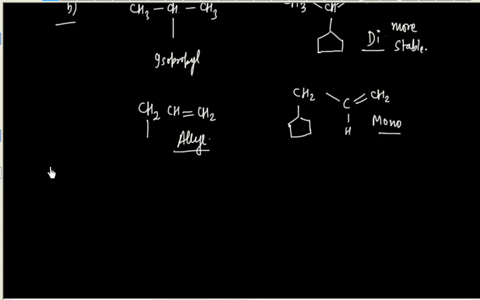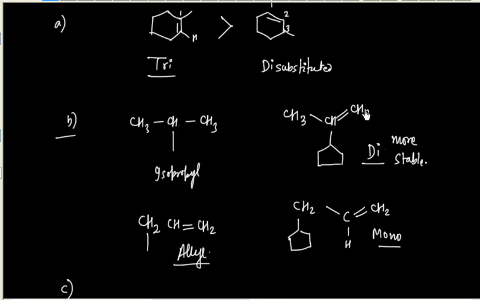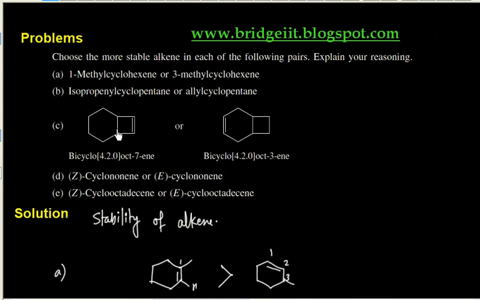Let us discuss the next part, C. Now this says we have these two compounds, we have to compare among these two. Now we can discuss here itself. This compound has a double bond in the 4-membered ring. In this case, the double bond is inside the 6-membered ring. Double bond inside the 6-membered ring is less strained, so this is more stable. Double bond in the 4-membered ring is more strained, so this is less stable, and this one is more stable.